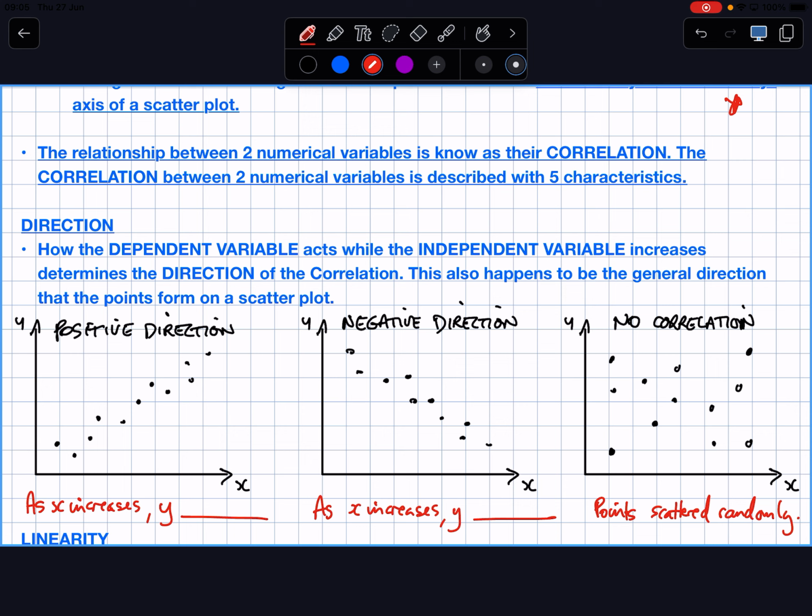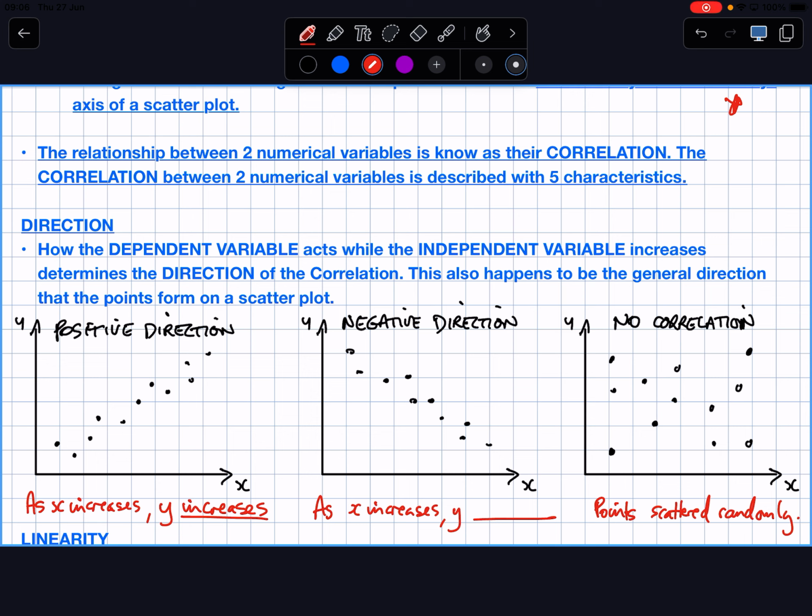If I drew numbers on the x-axis, this is going to go larger, larger, larger from left to right. Sorry, I forgot that I'm recording on the iPad. It goes from small to large on the x-axis, and on the y-axis it goes from small to large. So a positive correlation is when x increases, y also increases.